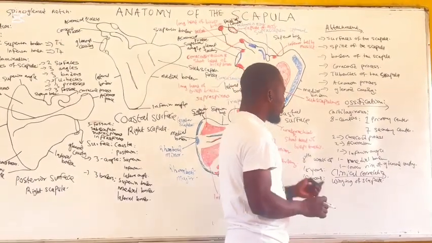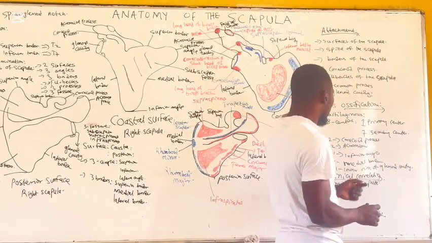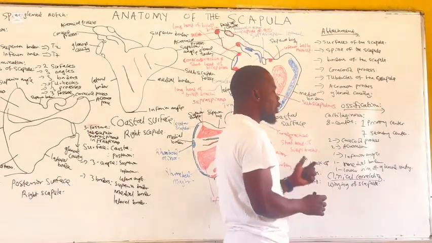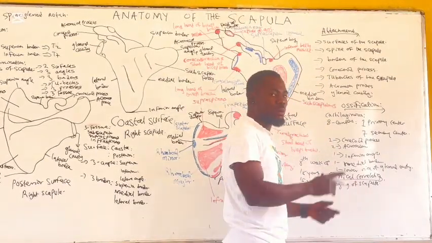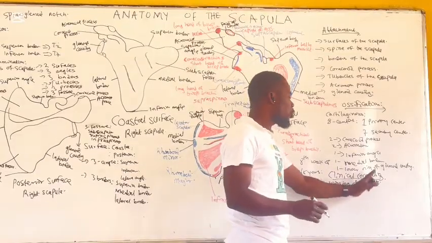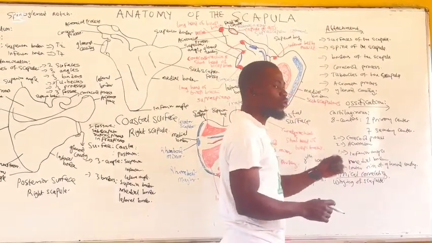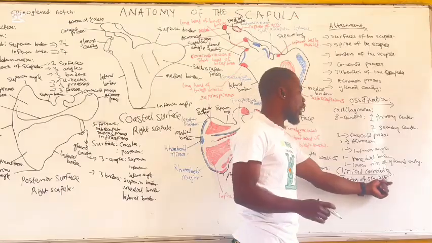The nerve that supplies the serratus anterior muscle is the long thoracic nerve. So if there is an injury to the long thoracic nerve, there will be paralysis of the serratus anterior muscle, and paralysis of the serratus anterior muscle will cause winging of the scapula.